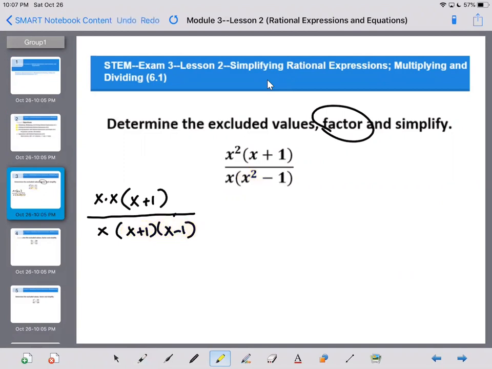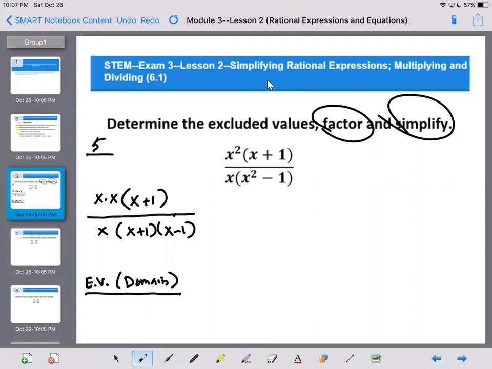Now, before I do any type of dividing or simplifying, I want to state my excluded values, which is part of my domain. What we're trying to do here is state which values of x will cause the denominator to go to 0. And remember, we do not want it to go to 0 because it's going to create an undefined or a hole in the graph. So we want to avoid anything that's going to cause the denominator to go to 0. So we've got to figure out what those are.